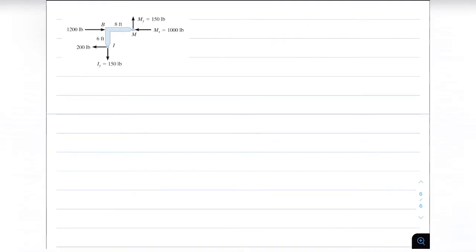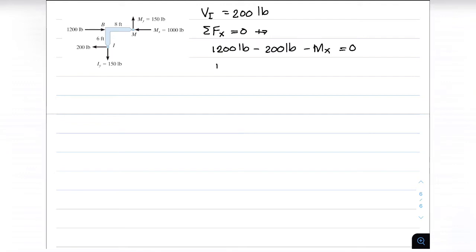Since the value of our shear at point I is equal to 200 pounds, if we sum up the forces horizontal equal to 0, we will have 1,200 pounds minus 200 pounds minus Mx equal to 0, which will give us the value of your Mx equal to 1,000 pounds, which is correct based on our figure here.